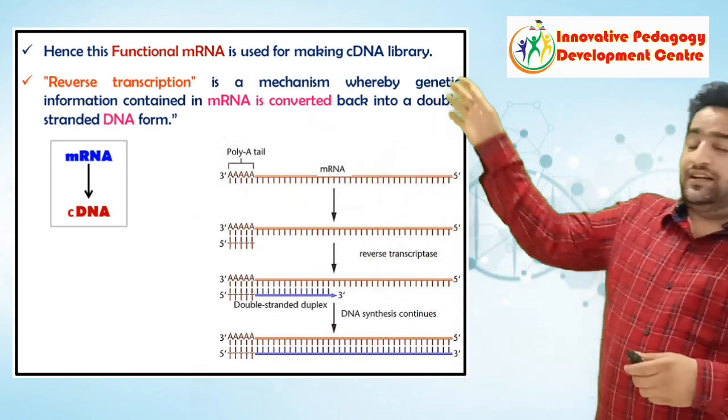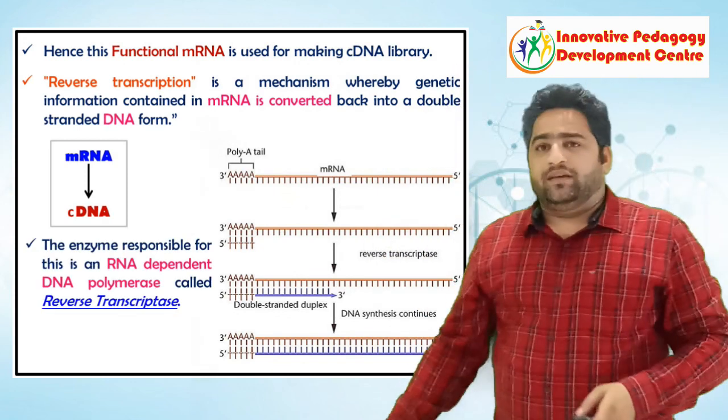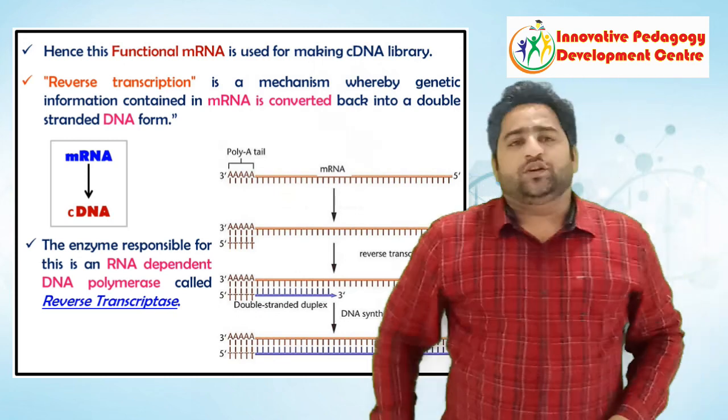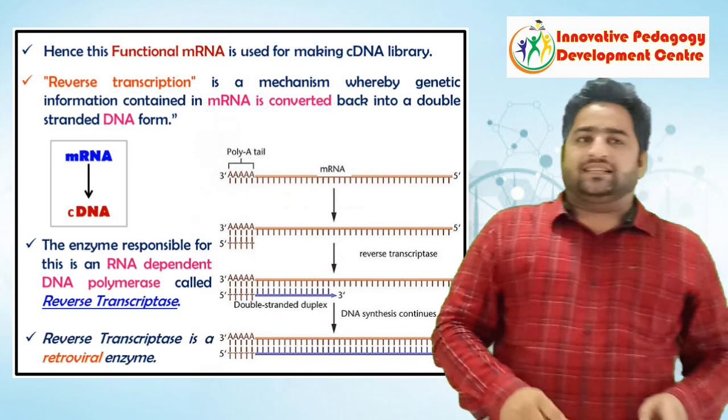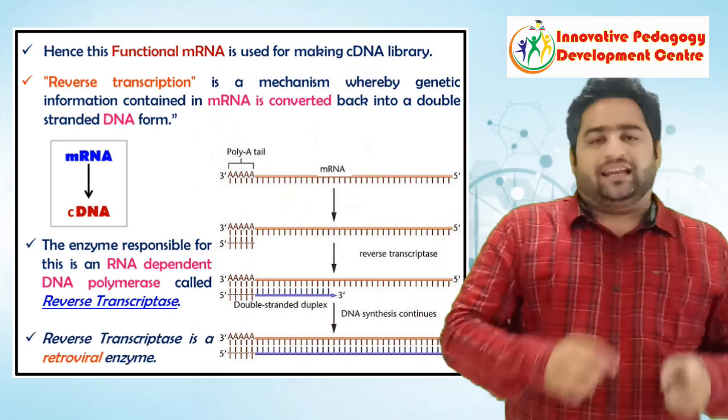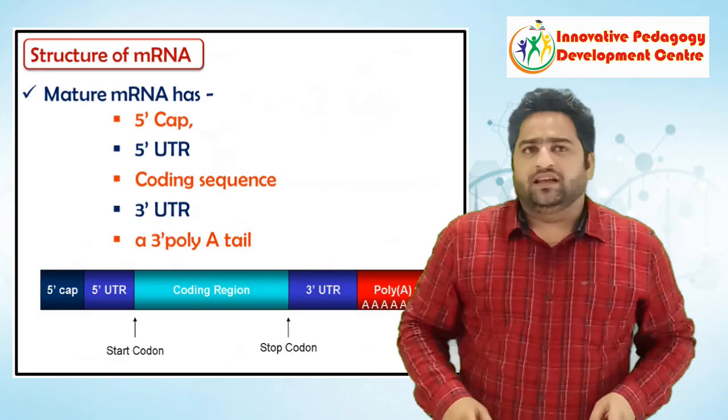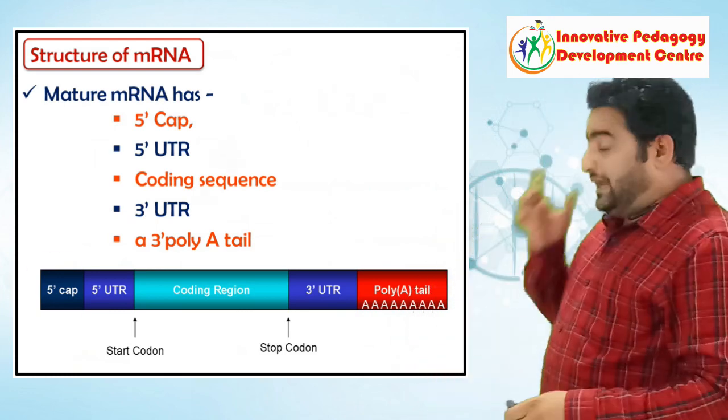Now mRNA is converted into double-stranded complementary DNA. The enzyme responsible for this is an RNA-dependent DNA polymerase called reverse transcriptase, which is a retroviral enzyme found only in retroviruses.